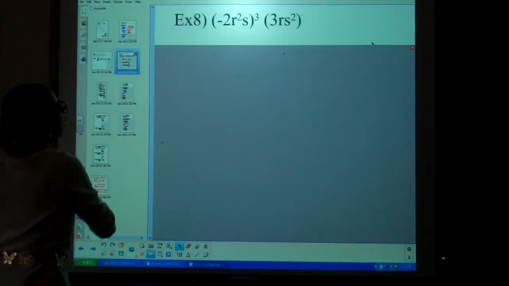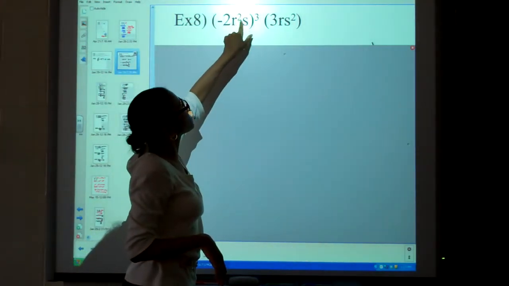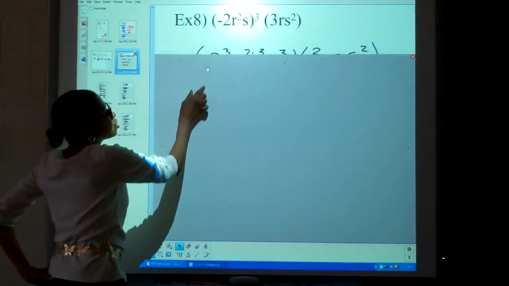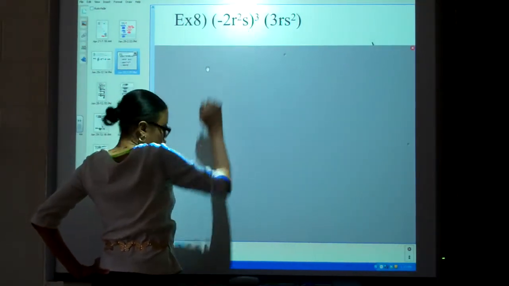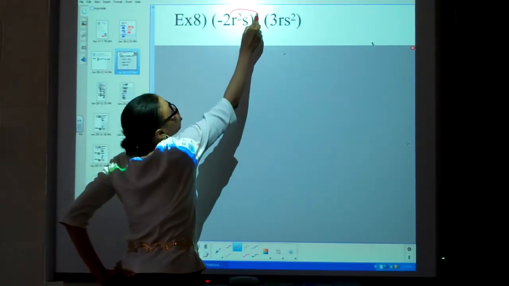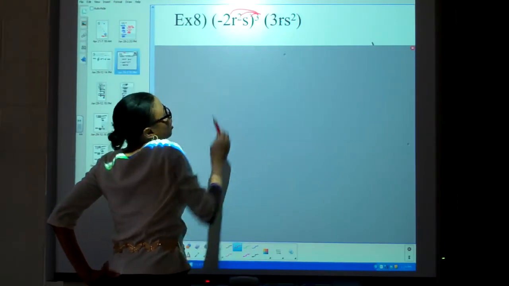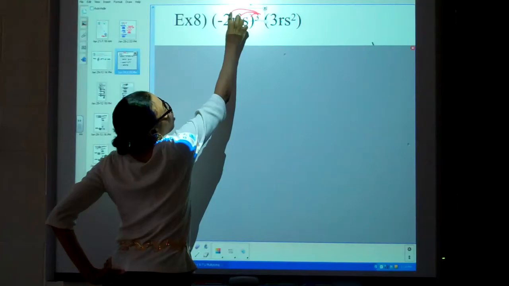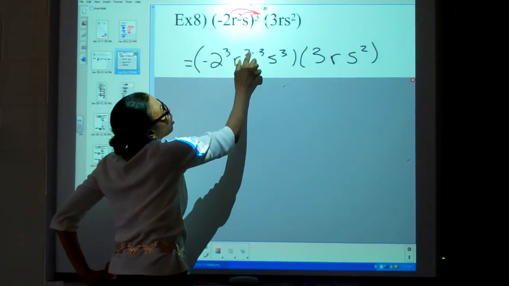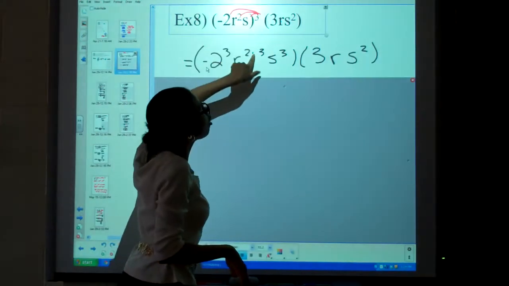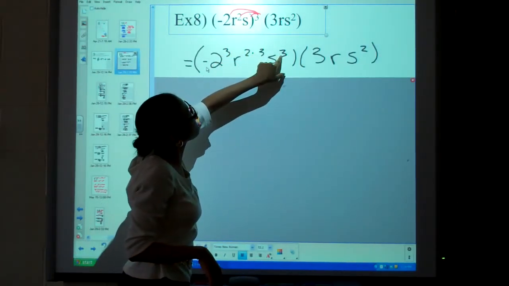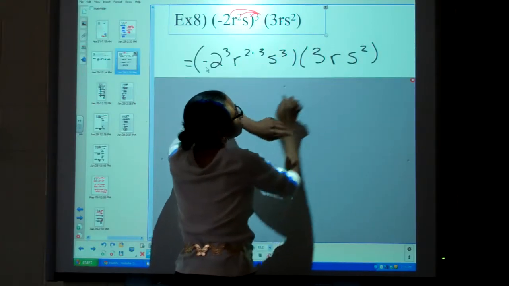So let's look at another example. Example number 8: negative 2 r squared s, raised to the third power, times 3rs squared. The way I like to do this one is to go ahead and distribute this 3. Remember, you have to distribute to the negative 2, then to the r squared, and then to the s. Remember, there's no exponent written, it means to the first power. So here we have negative 2 raised to the third power, r raised to the 2 times 3. Remember, when it's raised to a power on the outside, you multiply the exponents. And then s to the third, times, you just bring this portion down, 3rs squared.